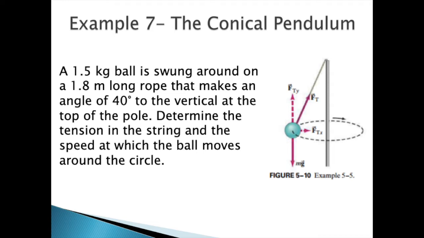Example 7, the conical pendulum. A 1.5 kilogram ball is swung around on a 1.8 meter long rope that makes an angle of 40 degrees to the vertical at the top of the pole. Determine the tension in the string and the speed at which the ball moves around the circle.